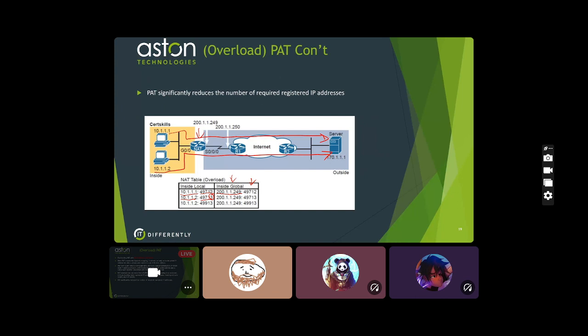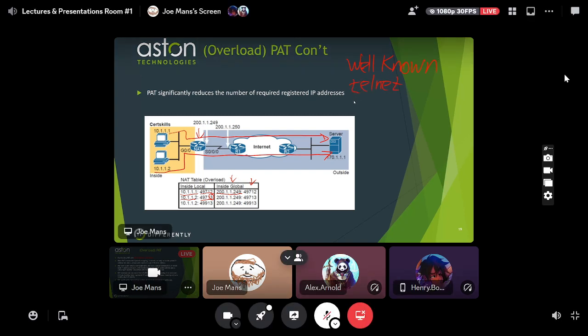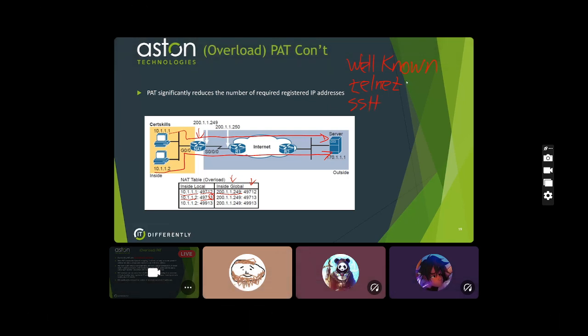These are ephemeral port numbers. So port numbers get broken up into two categories. There are well-known ports, which are internationally agreed upon: this port is used for this purpose. A good example of that would be Telnet or SSH. They both utilize a specific port number. Telnet is 23, SSH is 22.